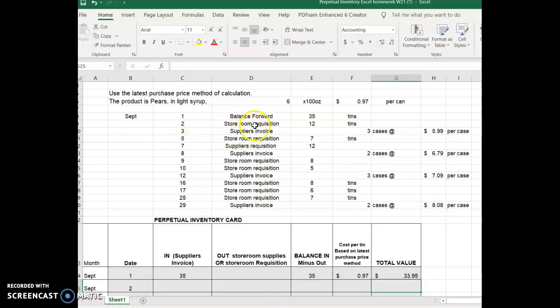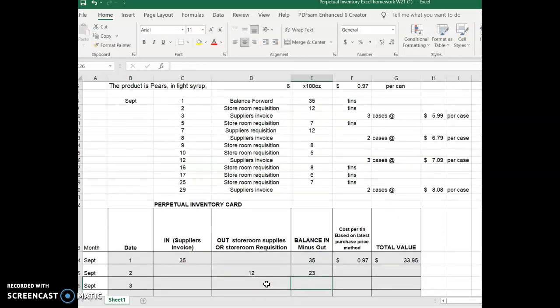On to September 2nd, we have a storeroom requisition. Requisition means items are being taken out of the storeroom. In this case, we have 12 tins coming out of our storeroom, so that's going to go in our out section, 12. Since we lost 12 tins, we have to do equals, remember our old balance, 35 minus 12, to give a new total of 23 tins in our storeroom. Nothing has changed to our cost per tin. And then again, we just go 23 multiplied by 0.97 to give our new total value.